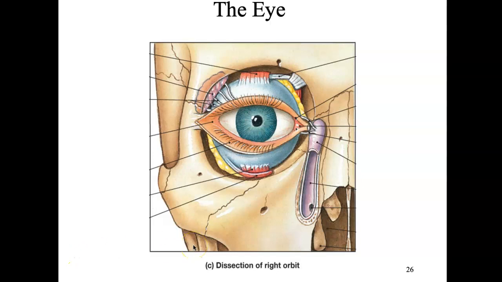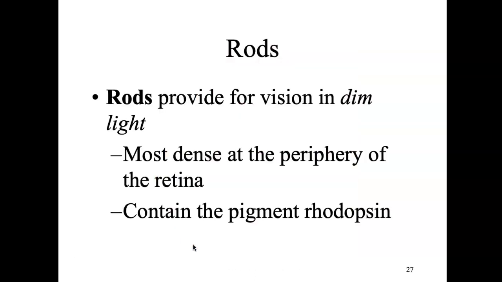So we're going to start with the eye right now. Very cool. First of all, I'm going to tell you about rods and cones. So rods provide vision to you when light is not perfect, when it's dim.